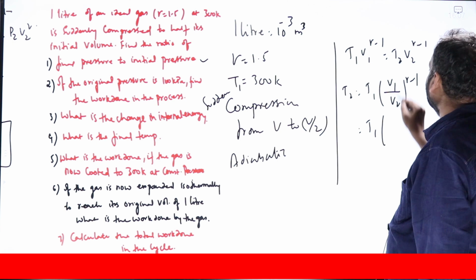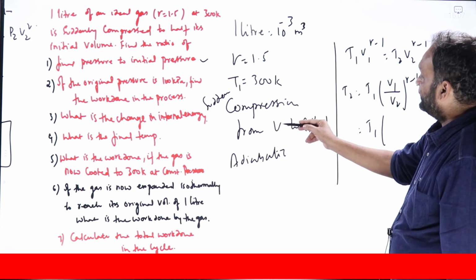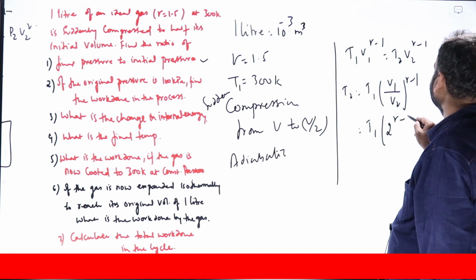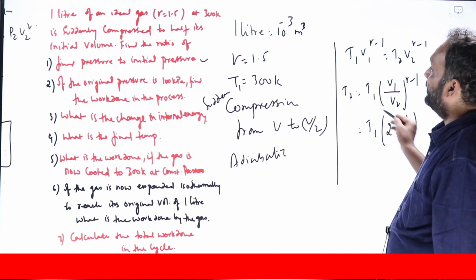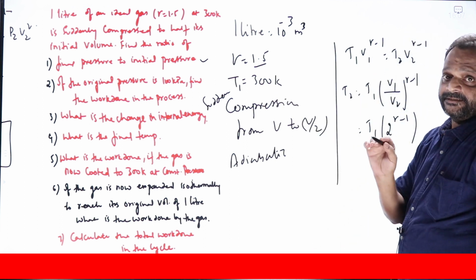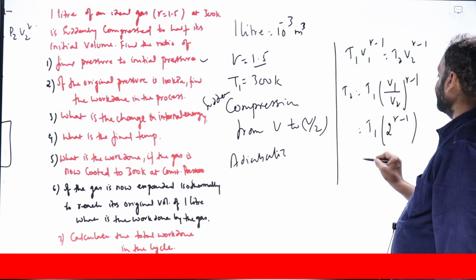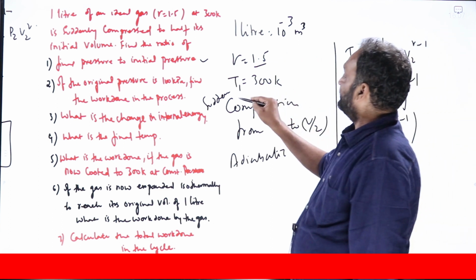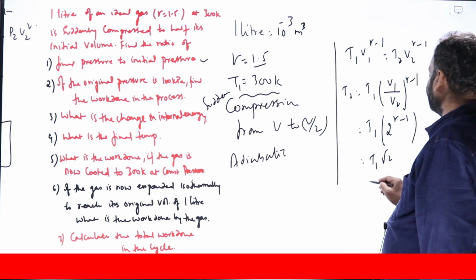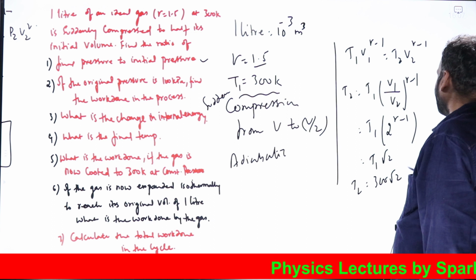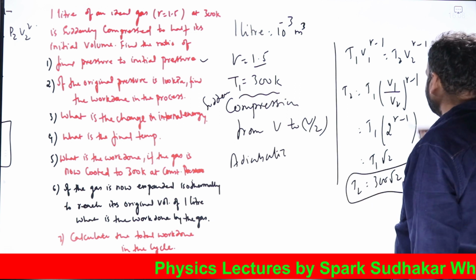That is T1 into, what is V1 by V2? V1 is V, V2 is V by 2, so it's 2 to the power gamma minus 1. What is the gamma value given? Gamma is 1.5. So 1.5 minus 1 is 0.5, that is root 2. That is T1 into root 2. Initial temperature T1 is 300 Kelvin. So the final temperature T2 equals 300 root 2 Kelvin. This is what we got.